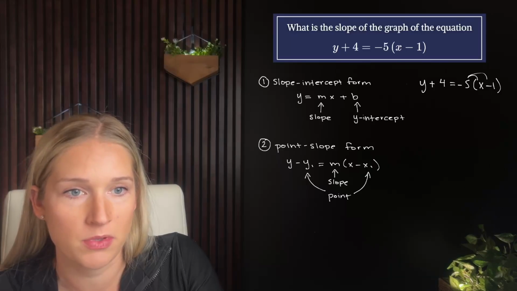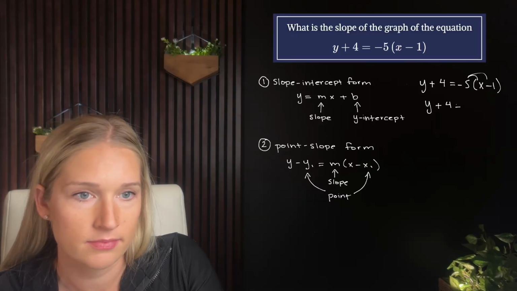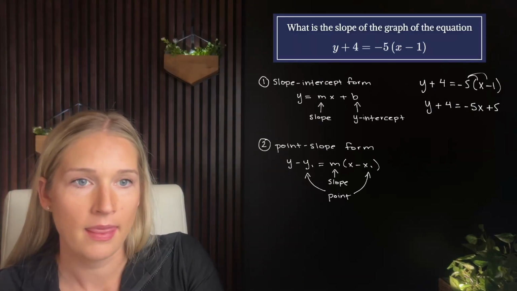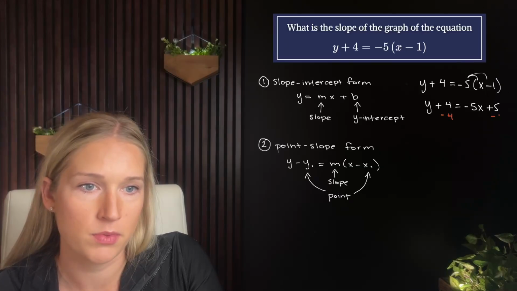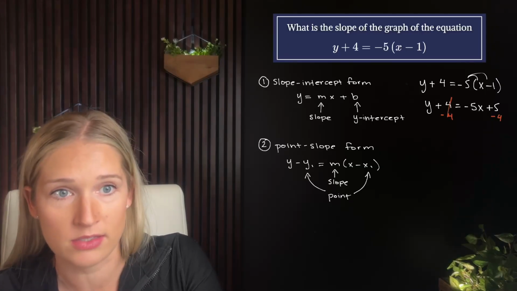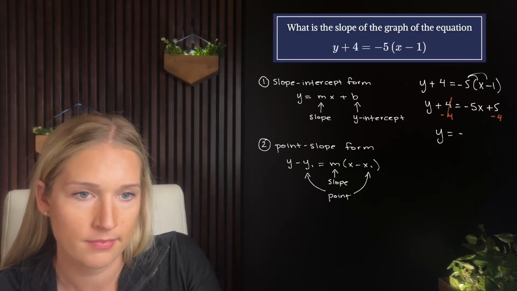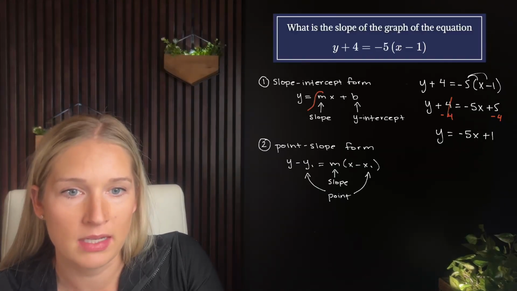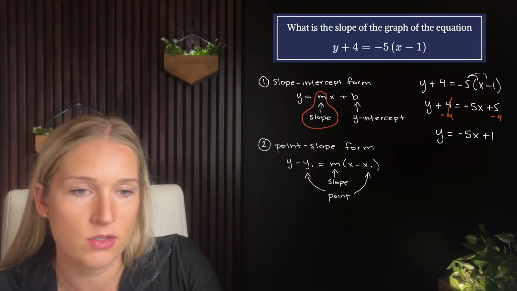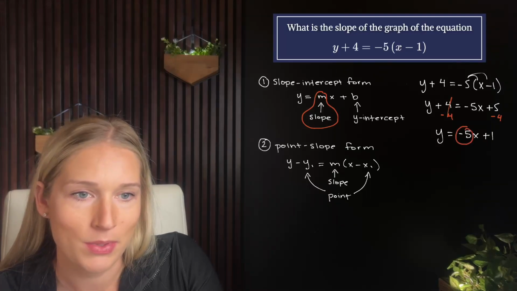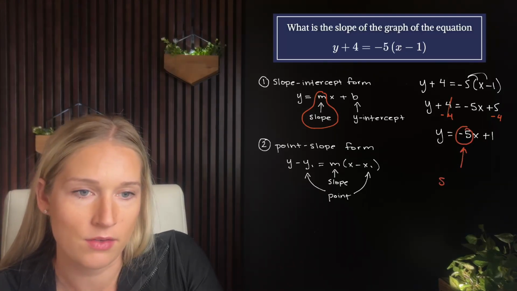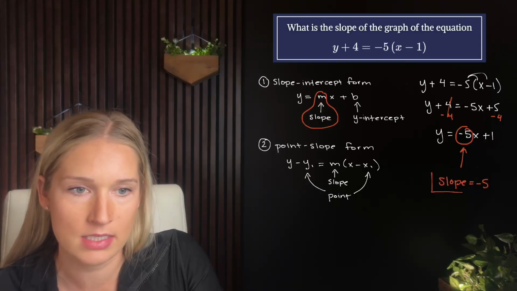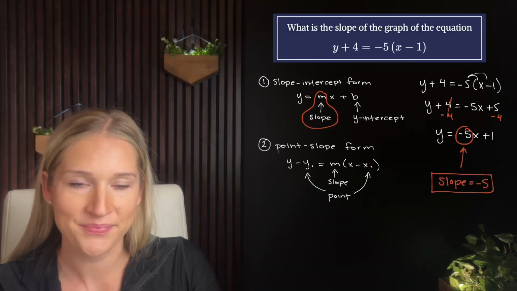I'll start by distributing my negative 5. And then I subtract my 4 from both sides to get it totally in slope-intercept form. So this matches my slope-intercept form, meaning that the coefficient on my x is going to be my slope. So here my coefficient is negative 5, meaning that my slope of this line is negative 5.